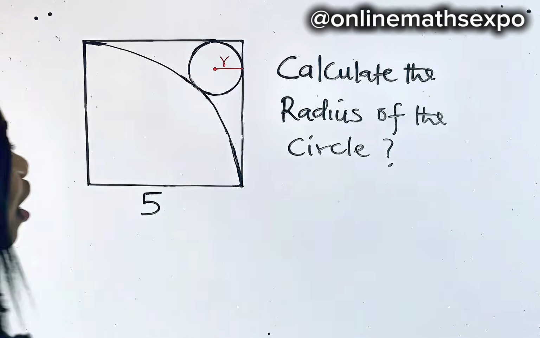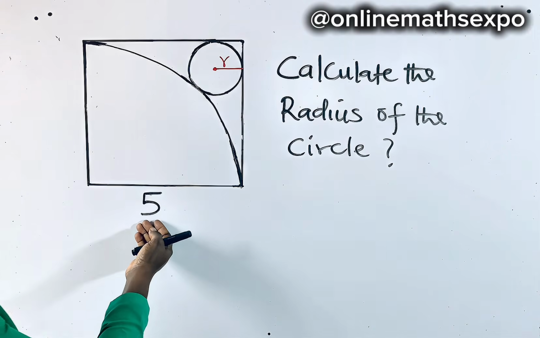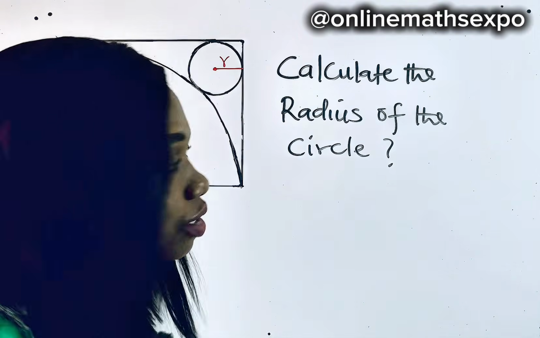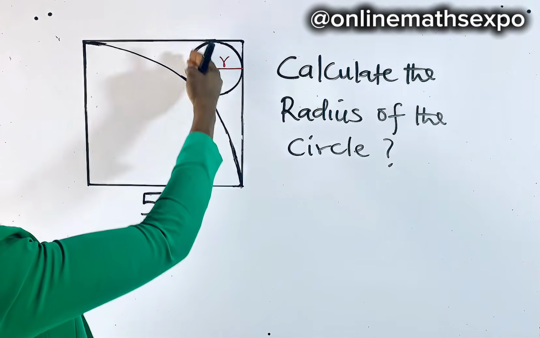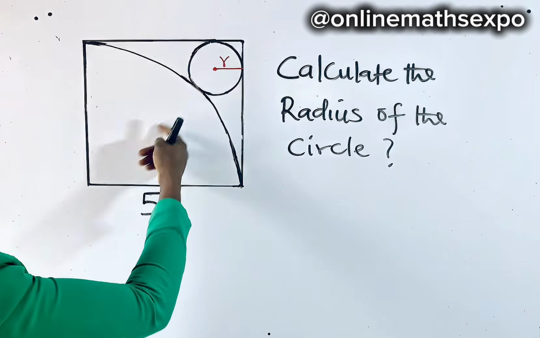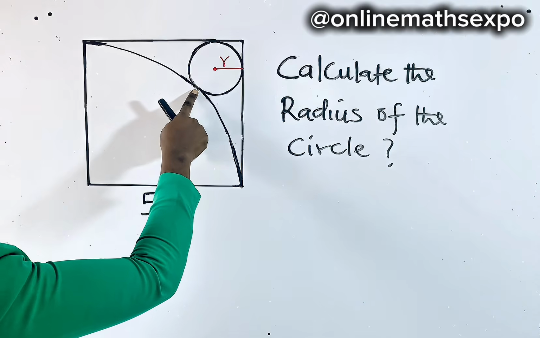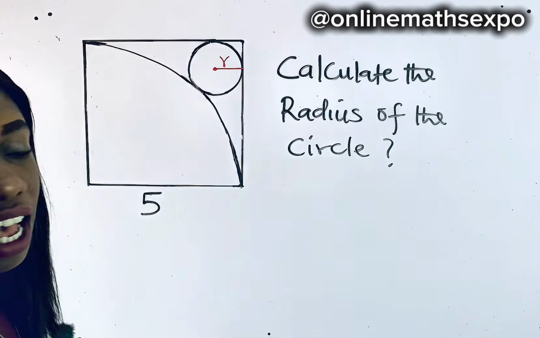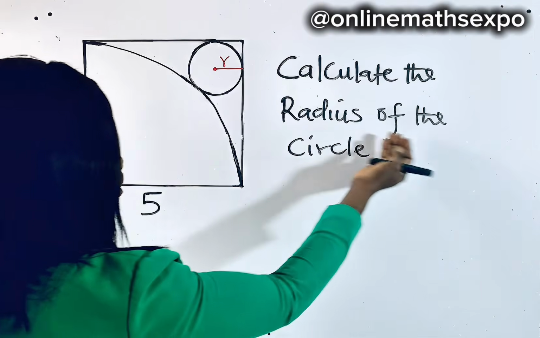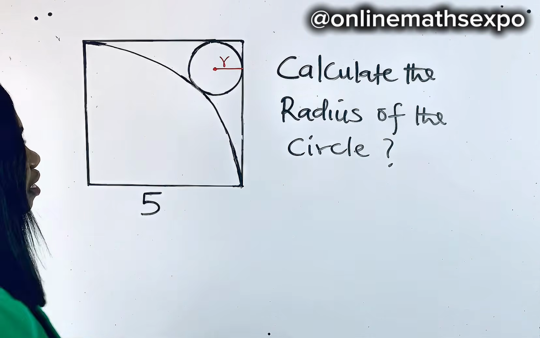We are given a square that measures 5 units, and inscribed are a quarter circle and a full circle. These two are touching each other at this point and also touching the side of the square. And the question is to calculate the radius of this particular circle.